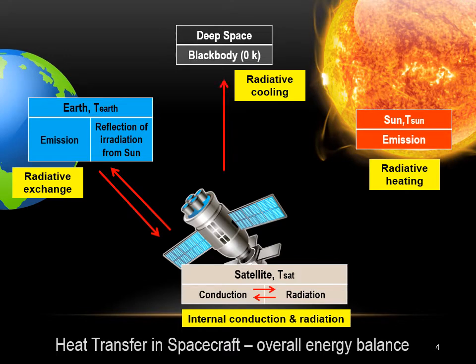The temperature of a spacecraft depends on the balance between the heat received from external and internal sources and the heat radiated to space. In order to control spacecraft temperatures, it is necessary to control the heat absorbed and the heat radiated, or both.